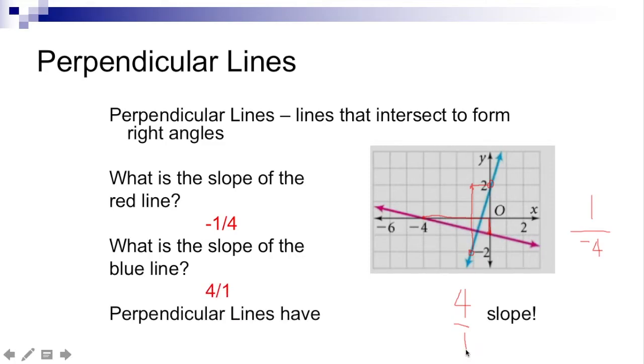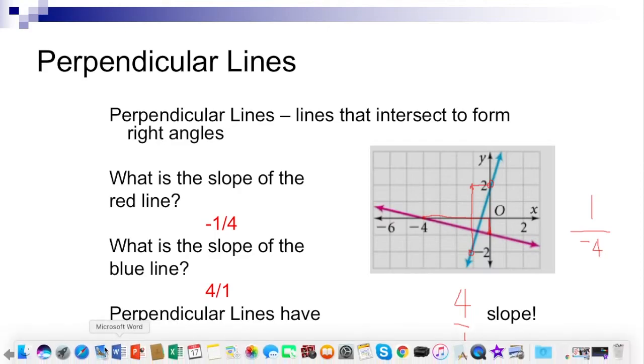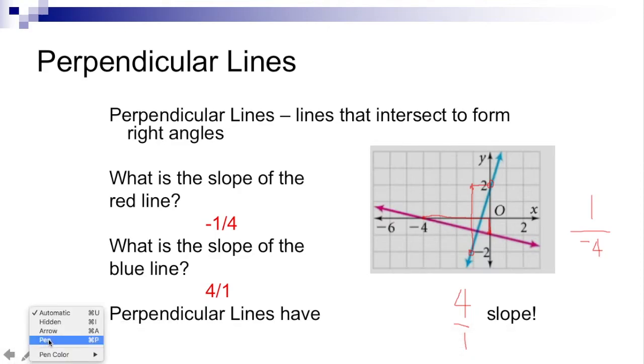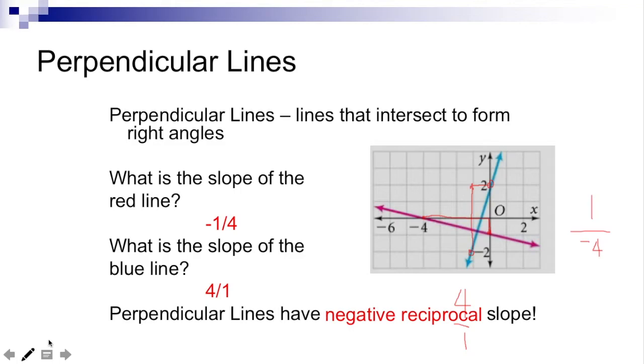Now, what can you say about the slope of perpendicular lines? They are negative reciprocal. So negative 1/4, its negative reciprocal is just like a while ago. If this is negative, make it positive and flip it. So this becomes 4 over 1. So please do not forget that the slope of perpendicular lines are negative reciprocal.